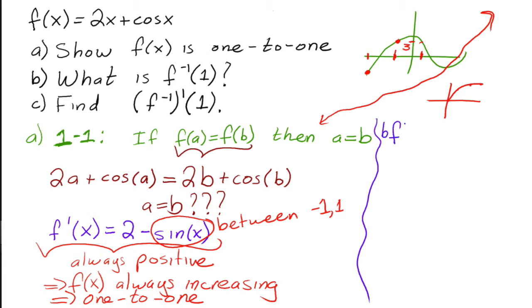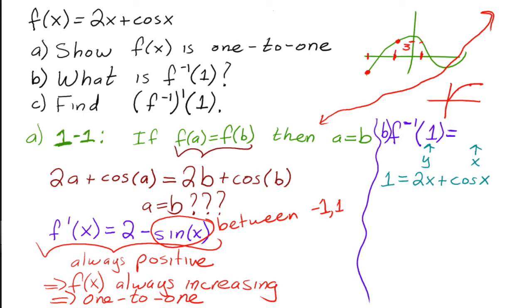Now let's do part B. What's f inverse of 1? Well, f inverse of 1, this is asking you when the y value is 1, what would the x value have to be? Okay, so the easiest way to do this with these kinds of functions, since you can't actually solve for x, is you're trying to solve this: 1 equals 2x plus cosine of x.